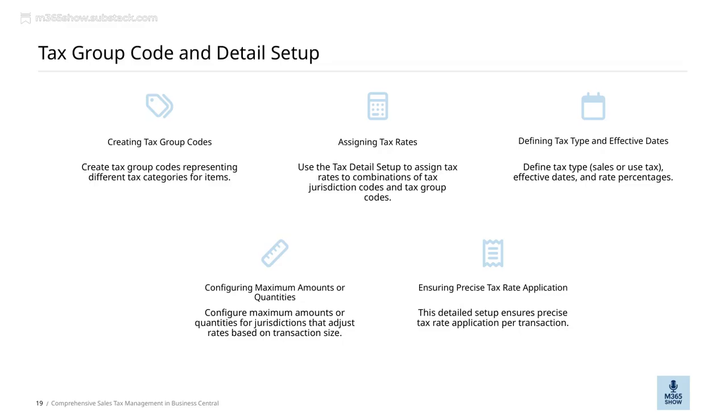Next, we define the tax type, whether it's sales tax or use tax, along with the effective dates and the applicable rate percentages. This setup ensures that the correct rates are applied at the right times and for the right transactions. Then, we use the tax detail setup to assign these tax rates to specific combinations of tax jurisdiction codes and tax group codes. This linkage helps us manage complex tax scenarios systematically. Finally, we create tax group codes that categorize different kinds of taxes for various items.